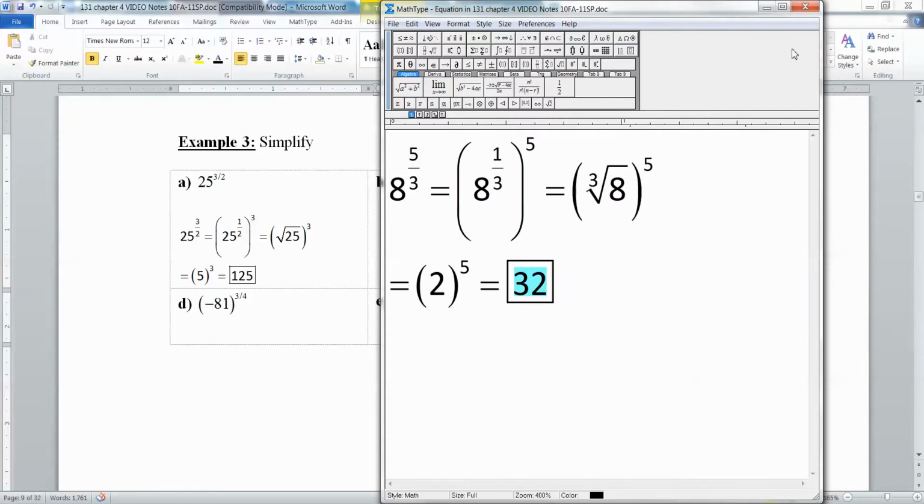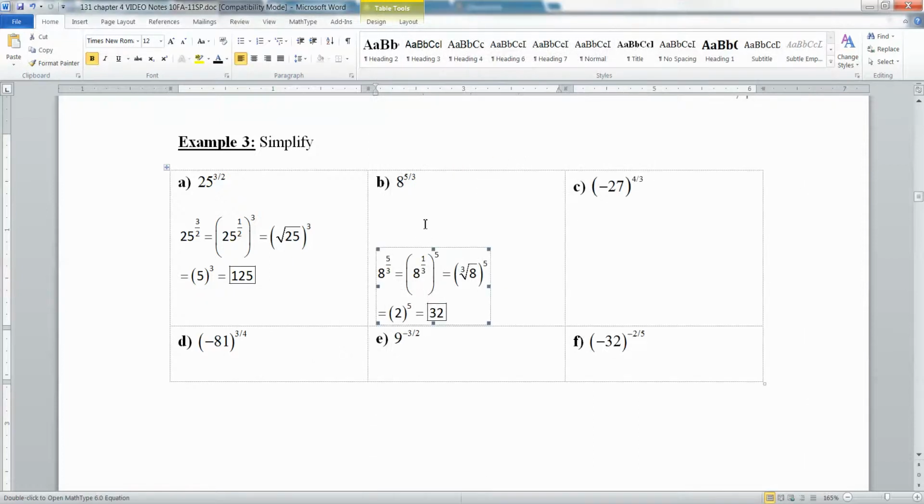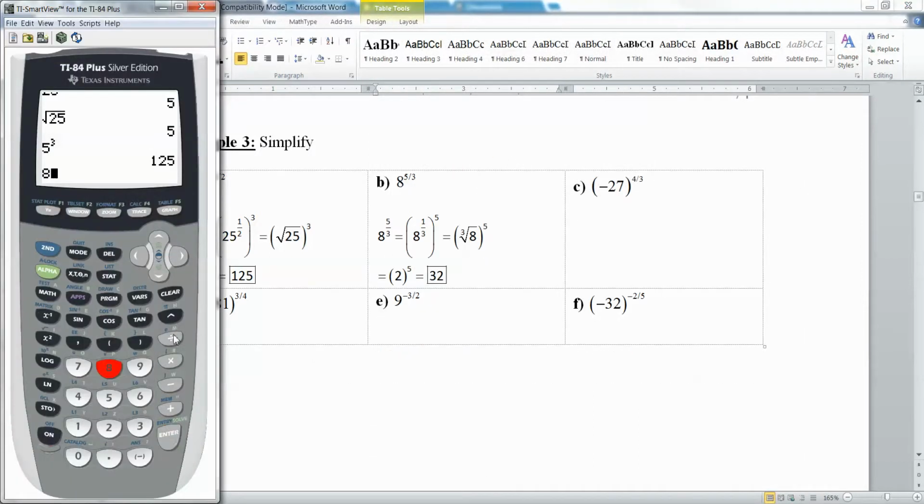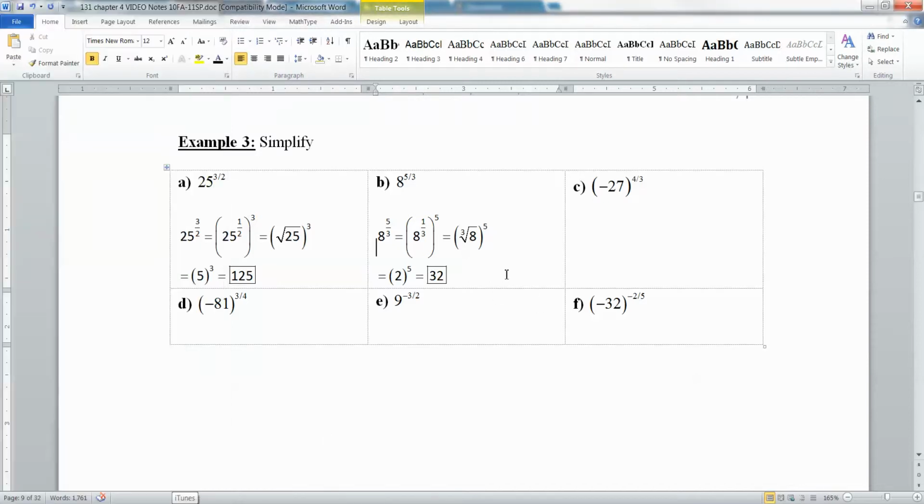Again, you can skip over the square root part if you don't want to. You don't have to type out a square root. You just should know what 8 to the 1/3 close parentheses is. Or again, if you want to do it the other way, clear, Math, number 4, 8, enter. Okay? And then you just raise it to the 5th power and you got 32. All right, let's do some more.